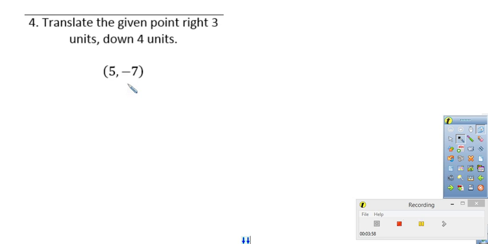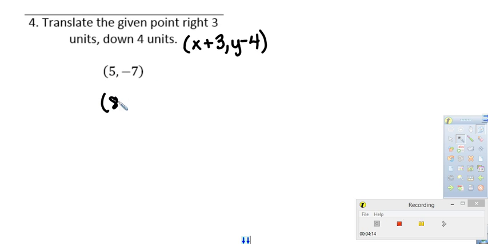Translate the given point, right 3 units and down 4 units. I want to start by writing what my rule is. So right 3 is going to be a +3, and down 4 is going to be y -4. So we're going to take 5 plus our 3, 8. -7 and -4 is -11.